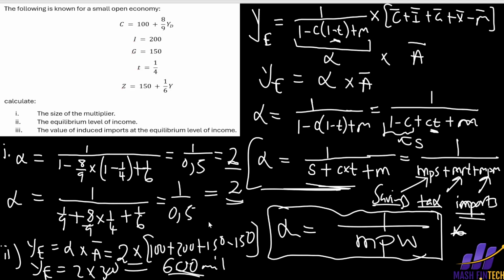It's usually in millions, but if you just put 600, it's fine, because I didn't say it's in millions. Even if you just put 600, your lecturer is going to know that you know what you're doing, and then you're fine.